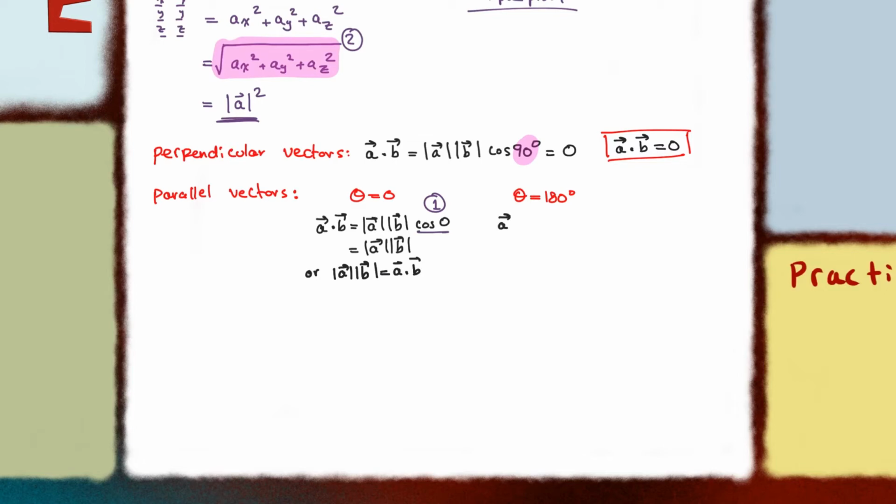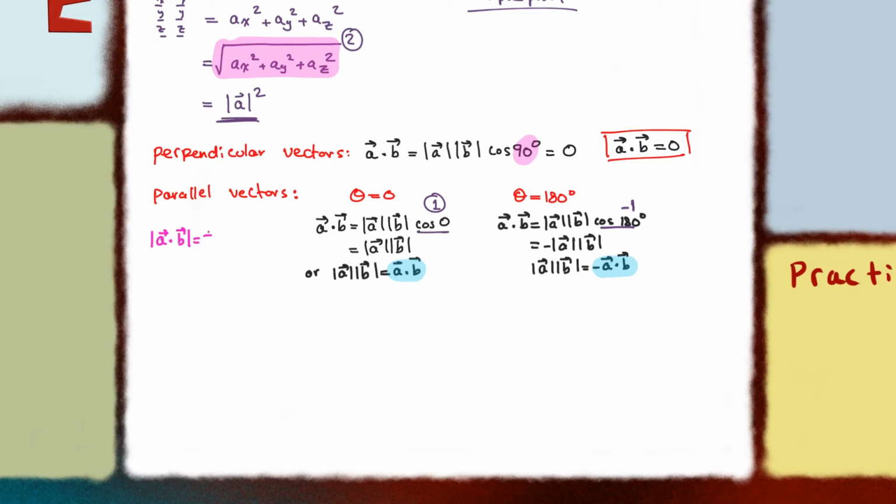When the angle is 180 degrees, the dot product is going to equal the magnitude of a times magnitude of b times cosine of 180, which is -1. And therefore, that means that the magnitude of a times magnitude of b is equal to negative the dot product of a and b. Therefore, for vectors that are parallel, we can say that the magnitude of vector a times the magnitude of vector b is equal to plus or minus the dot product of vectors a and b.